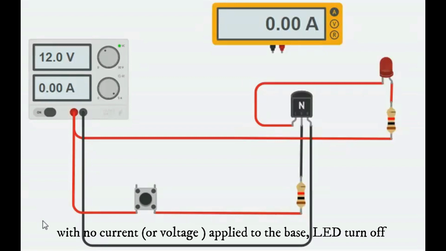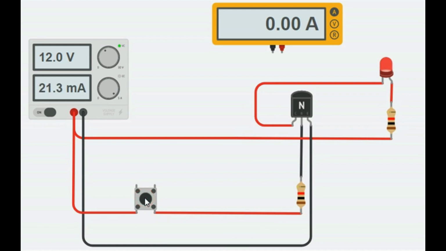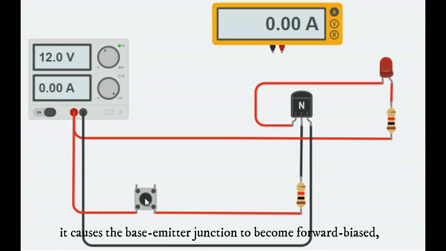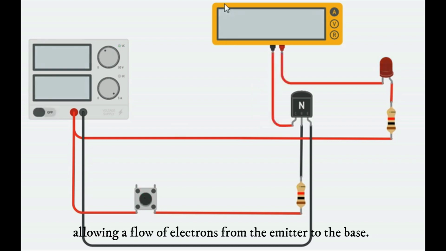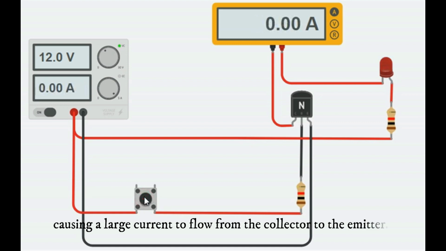With no current or voltage applied at the base, the LED is off. Now, when a small current, or voltage, is applied to the base by pressing the switch, it causes the base-emitter junction to become forward biased, allowing a flow of electrons from the emitter to the base. These electrons cross the base and are then attracted by the positively charged collector, causing a large current to flow from the collector to the emitter.